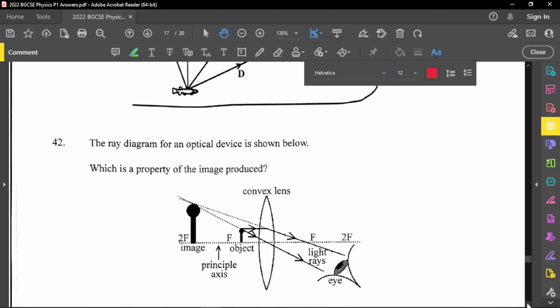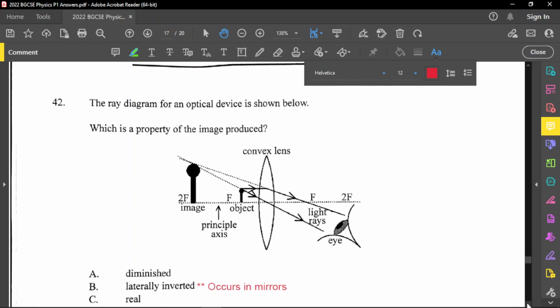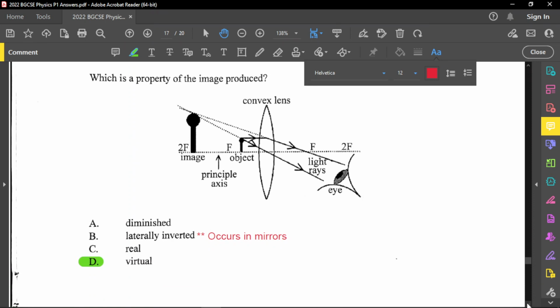For 42, it says the ray diagram for an optical device is shown below. Which is a property of the image produced? Again, if you do not know about lenses or understand lenses, then I would urge you to quickly look at the number of videos that I produced on how to draw ray diagrams for convex lens and also for concave lens. You can check those out. I think I have quite a number of videos on that, at least 5 or 6 of them.